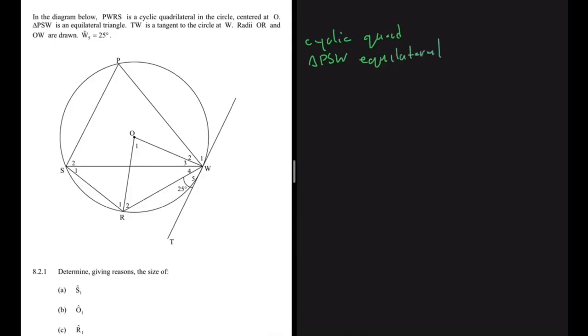So when a triangle is equilateral, all the angles are equal. The only way all the angles can be equal is if all the angles are equal to 60 degrees. TW is a tangent to the circle, so we have tangent. And then we have radii OR, right? Radius OR, so let's say radii. And then OW are drawn, and then we are told that W1 is equal to 25 degrees. So all the questions that we are going to answer, we are going to stick to these keywords, except for basic things like angles on a straight line and so on.